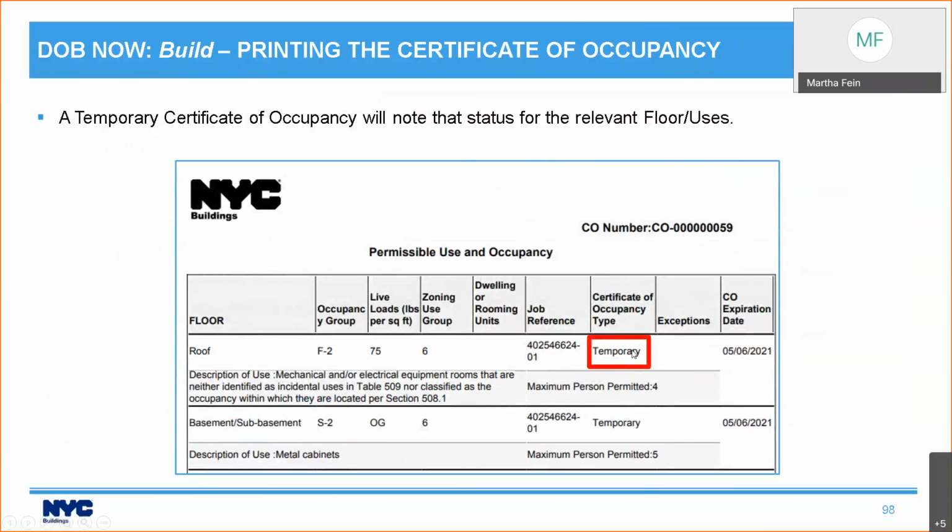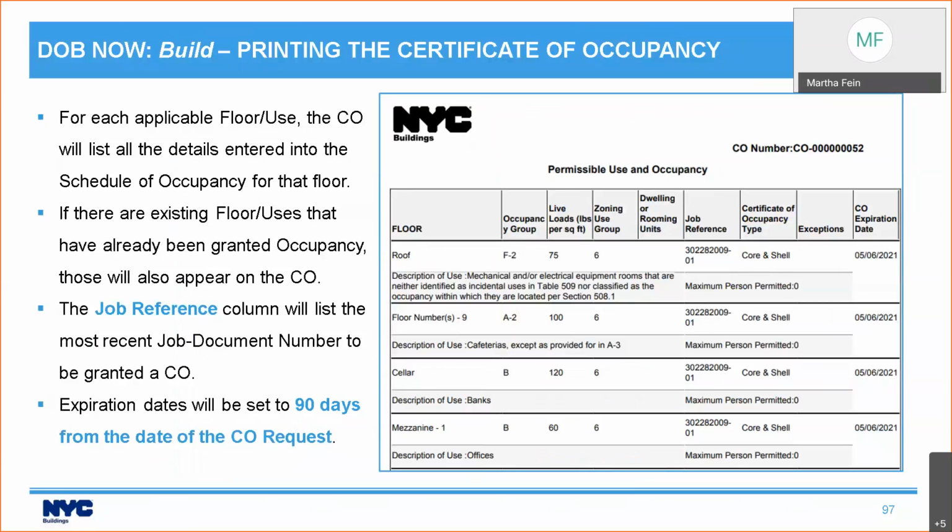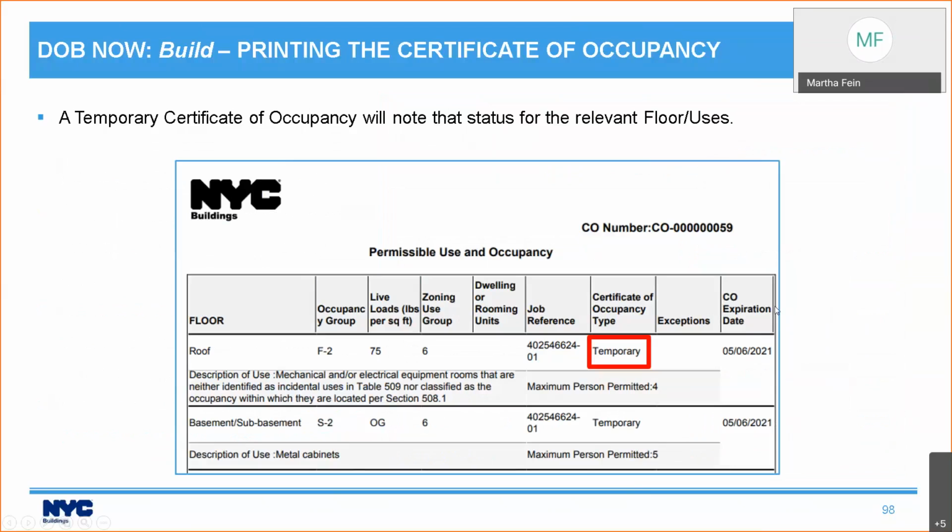Now, the type of occupancy is going to show up in the certificate of occupancy type. So you'll notice here it says core and shell, and the maximum number of people allowed is 0, because core and shell is a 0 occupancy type of certificate of occupancy. Temporary, you will actually see real numbers. Now, these happen to be small numbers because it's the roof and the basement. But the temporary certificate of occupancy will show numbers of people permitted.